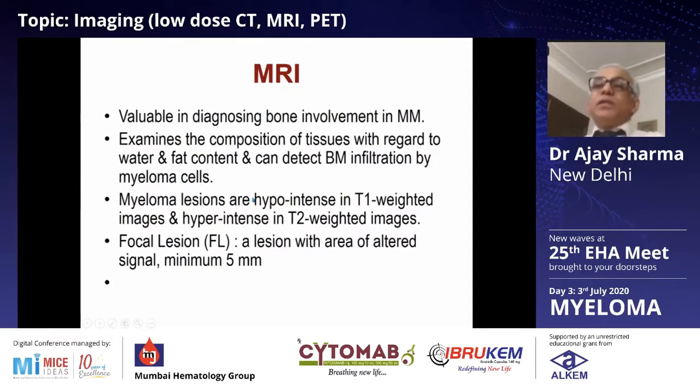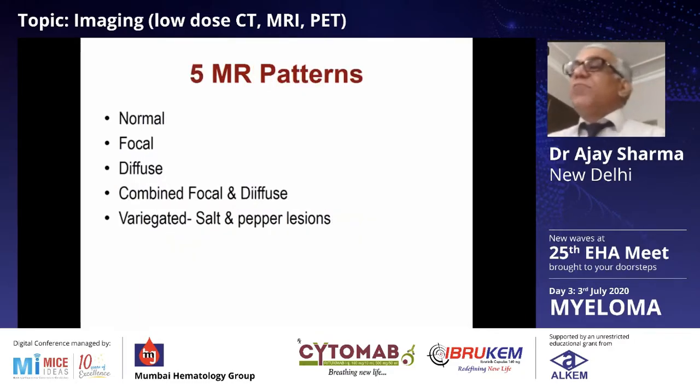Coming to the next modality, MRI, it's quite valuable in diagnosing the bone involvement in myeloma, and it examines the composition of tissues with regard to water and fat content and can detect bone marrow infiltration by myeloma cells. The myeloma lesions are hypointense in T1 weighted images and hyperintense in T2 weighted images. Focal lesions are a very important thing which this can pick up as the areas of altered signal with a minimum of 5 millimeter size. That is the limit at which the focal lesions have been defined.